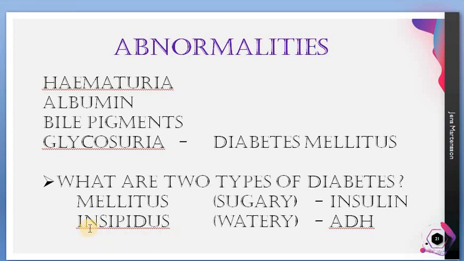The second one, diabetes insipidus. The condition is because of low secretion of another hormone, that is anti-diuretic hormone. This anti-diuretic hormone has another name, that is vasopressin. Anti-diuretic hormone or vasopressin is secreted by the pituitary. So this anti-diuretic hormone or vasopressin will take back water from the filtrate.